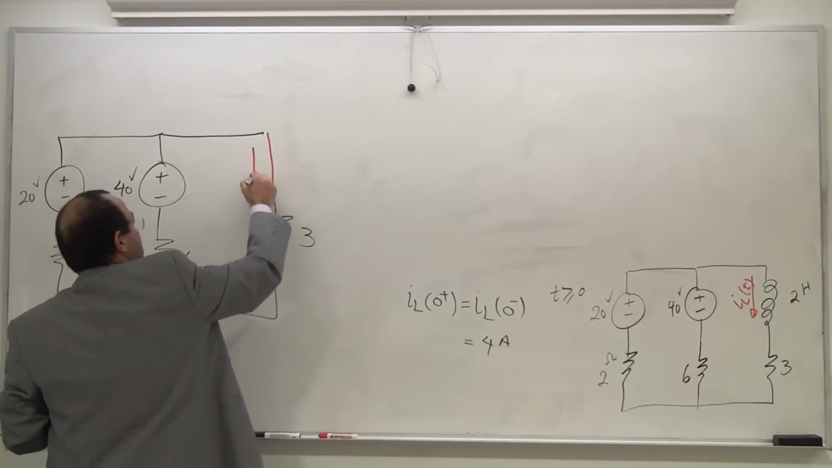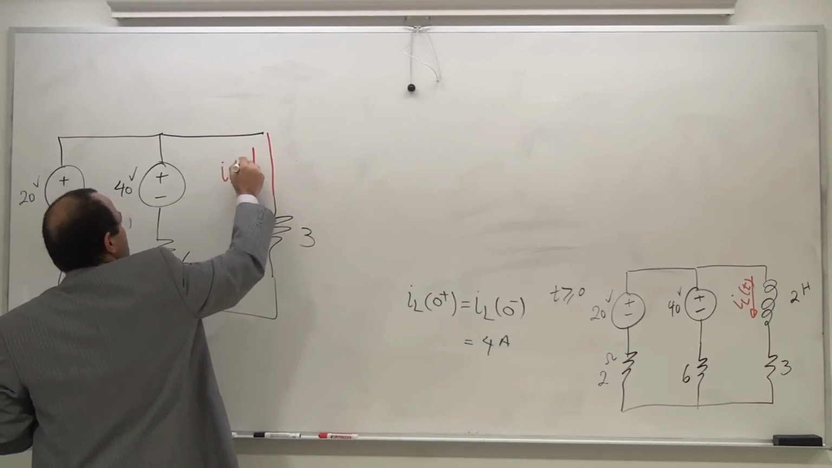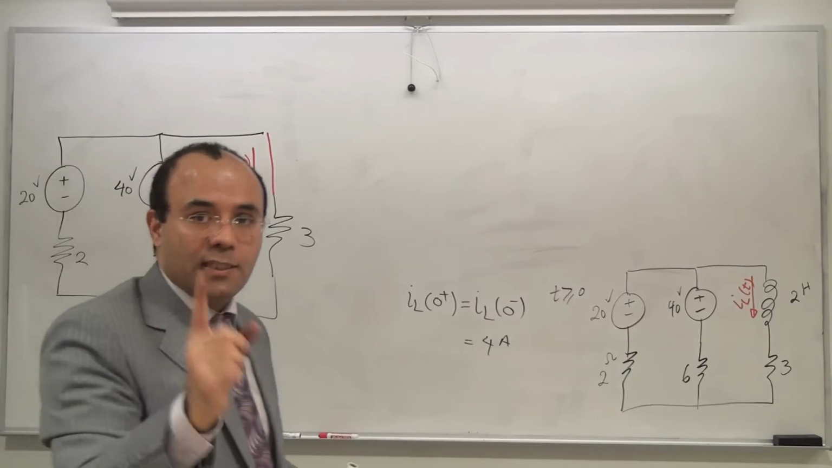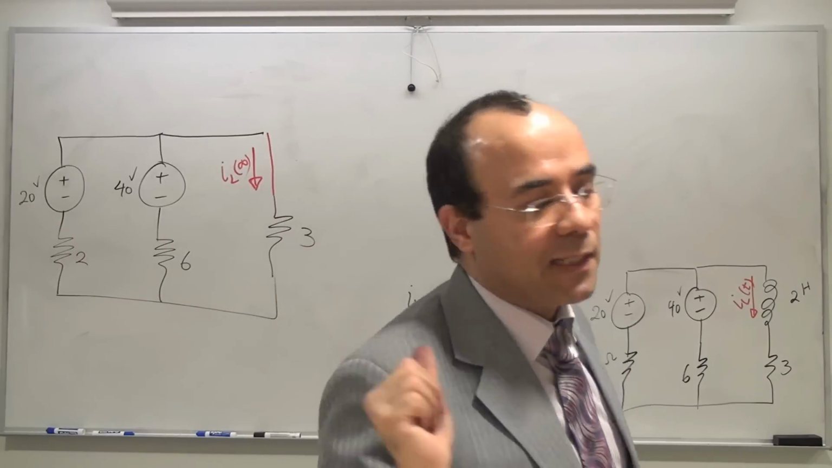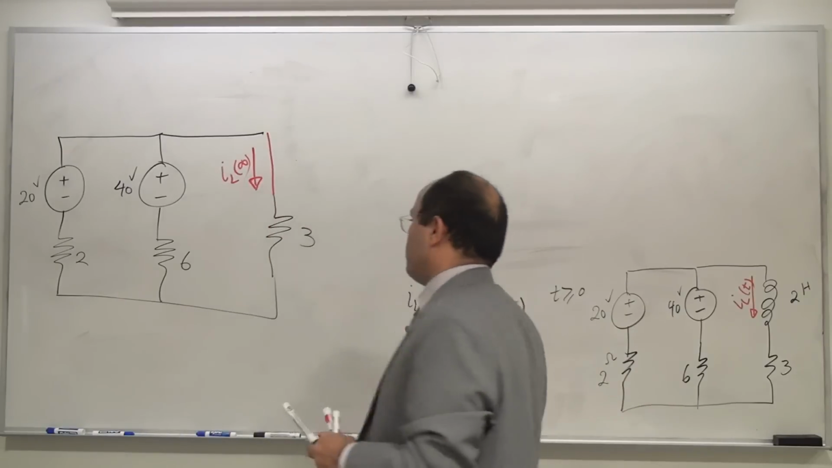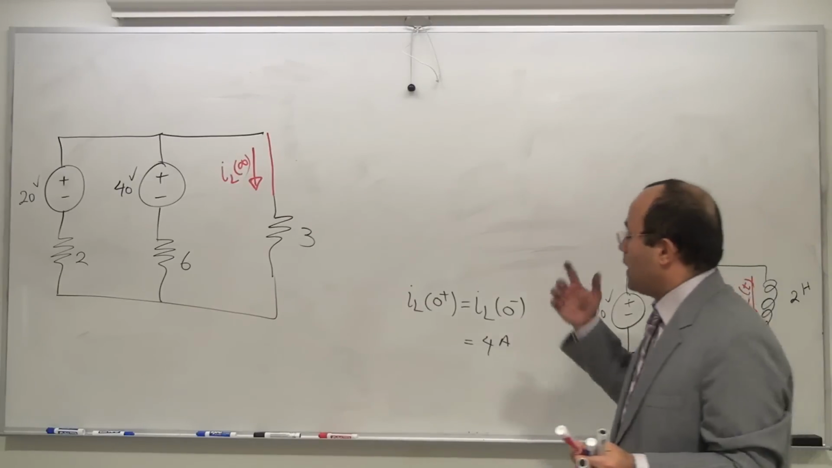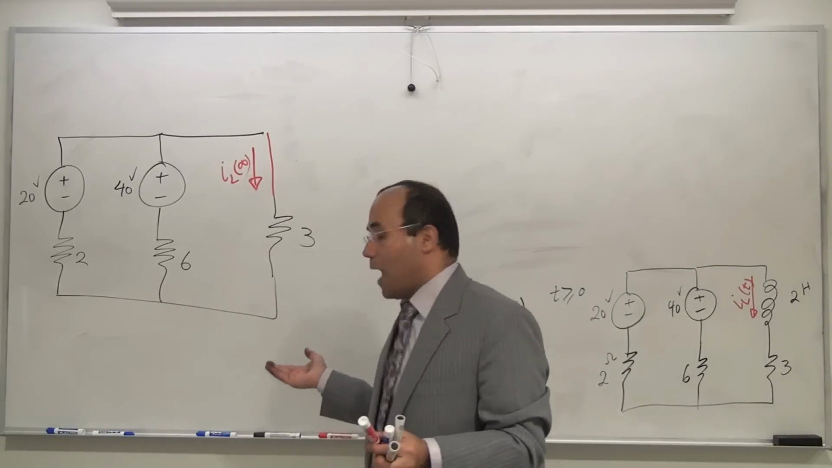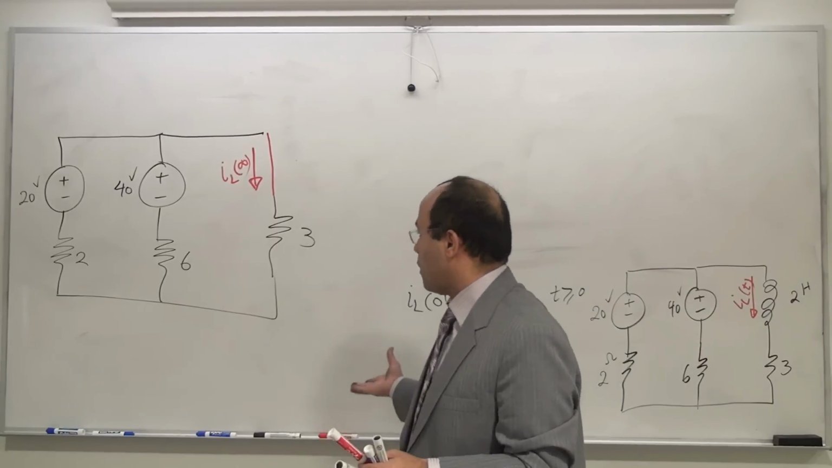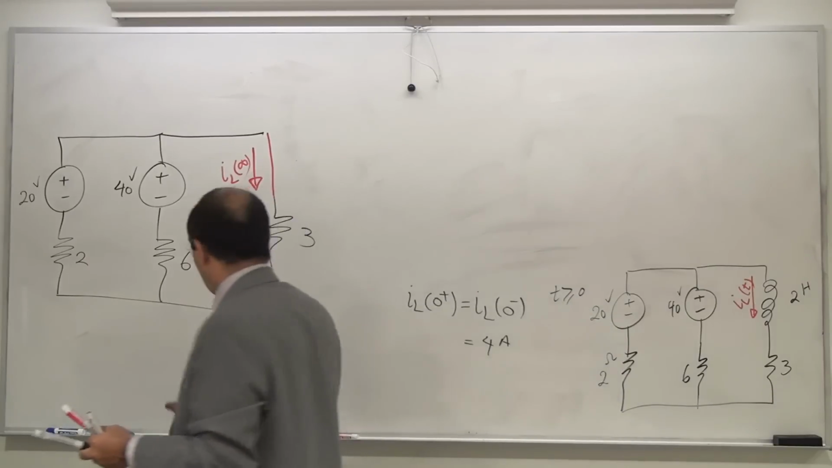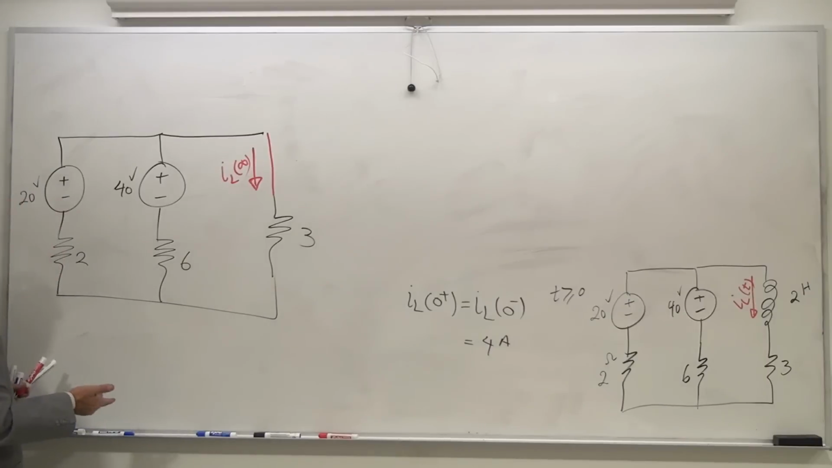With the same direction in mind, I want to find IL of t for t equal to infinity. That's why I'm labeling this IL of infinity. You can do whatever you like. You can apply mesh, nodal, superposition, Thevenin, Norton, whatever you like. Actually, I can do a source transformation, if you don't mind.